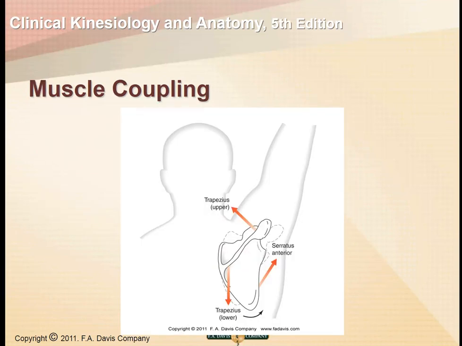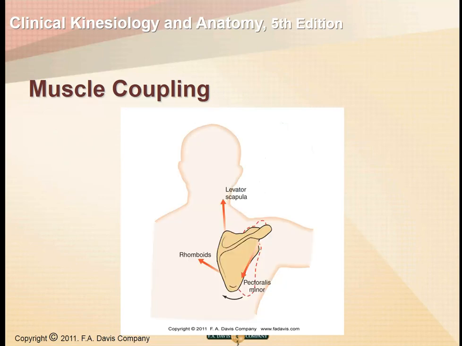Another thing I want to quickly review is the muscle coupling that occurs as the shoulder abducts or flexes, or we elevate the arm. Muscles that help with upward rotation of the scapula include the upper trap, the lower trap, and the serratus anterior. We know with downward rotation, we have different muscles that help out. We have the levator scapula, the rhomboids, and the pectoralis minor.